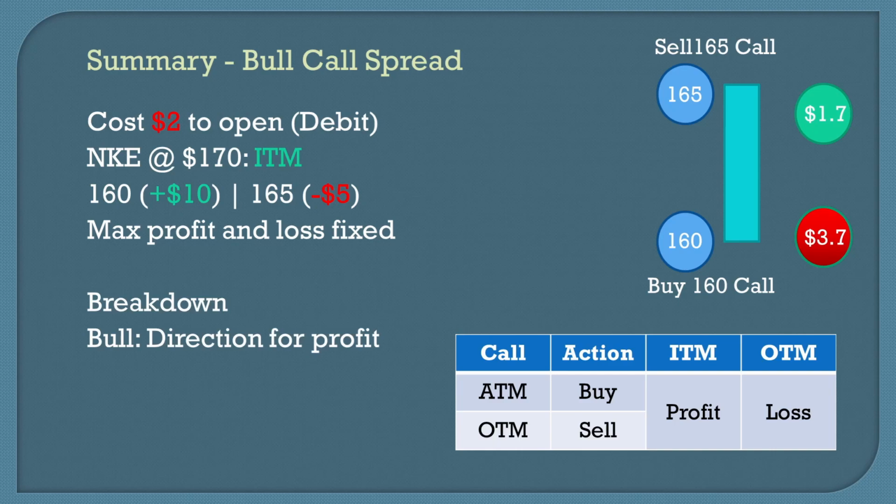Here's a breakdown of the name bull call spread. The first word, bull, refers to the direction this spread has to move for you to be profitable. The second word, call, refers to the type of option used. Hence, this is why we call this a bull call spread. As we learn about bull call spread, you might be wondering, do we have something else known as a bear call spread? The answer is yes, we do. Let's look at it now.